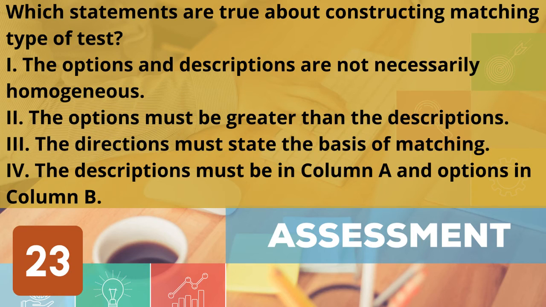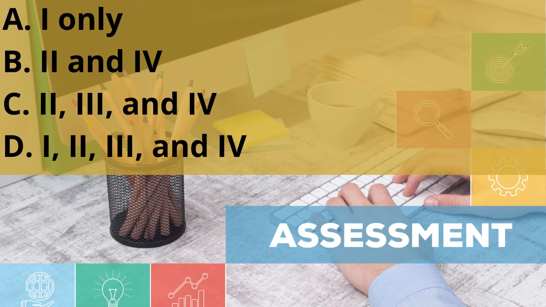Number 23. Which statements are true about constructing a matching type of test? First, the options and descriptions are not necessarily homogeneous. Number 2, the options must be greater than the descriptions. 3, the directions must state the basis of matching. Number 4, the descriptions must be in column A and options in column B. A. 1 only, B. 2 and 4, C. 2, 3, and 4, D. 1, 2, 3, and 4.